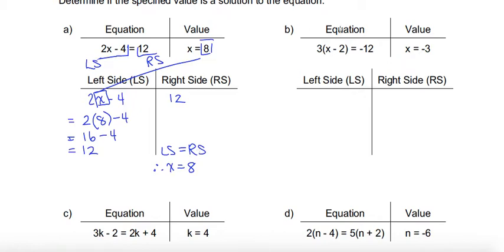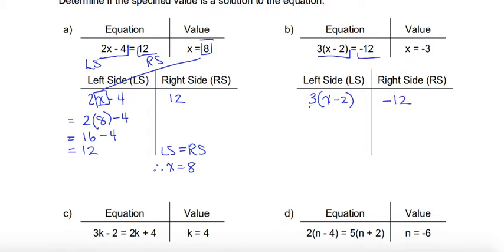Now for example B, we want to not only use what we know about substitution, which we looked at early in the course and applied to the left side of my equation in part A, but I also want to use the distributive property, which we looked at in our last unit. My equation is 3 times (x minus 2) is equal to negative 12. On the left side of my equation, I have 3 times (x minus 2), and on the right side, I have negative 12.